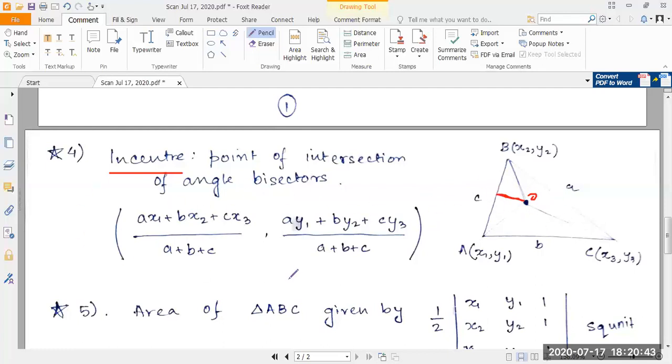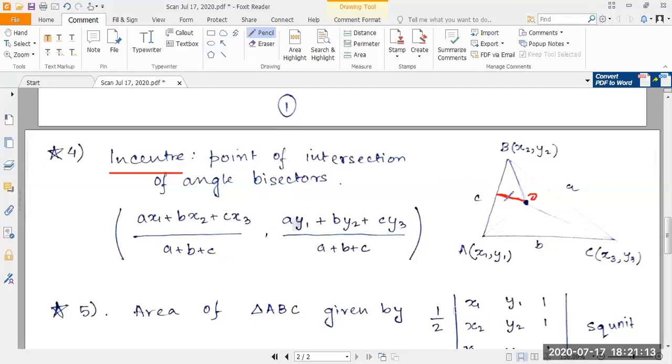And the coordinates of the incenter are given as follows. Capital A is the vertex. Small a is the length of the side which is opposite to angle A. Small b is the length of the line segment which is opposite to angle B. Small c is the length of the side which is opposite to angle C. So that is how I have named and marked the triangle.